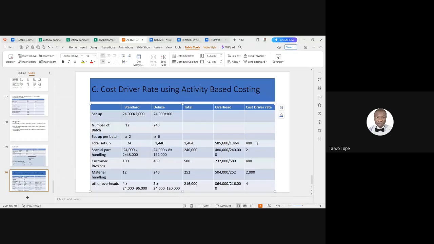We want to share 9,600 on 24,000 units. How are you going to do that? We divide it: 9,600 divided by 24,000. You have 0.4. It means for 1 unit, what is attributable to 1 unit in terms of setup under standard is 0.4.